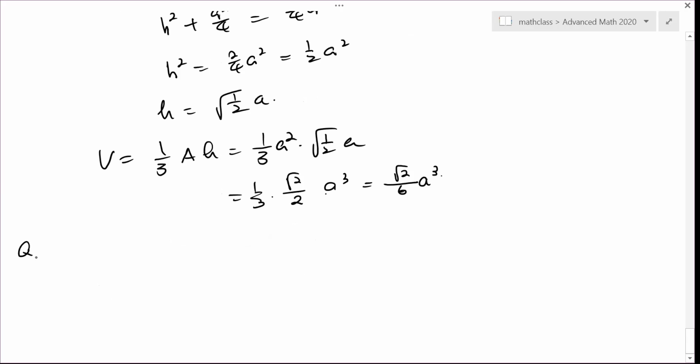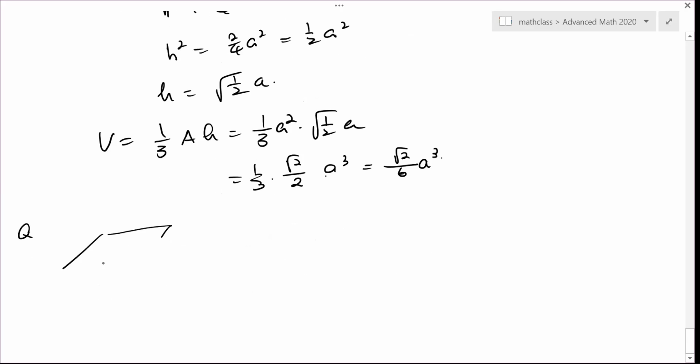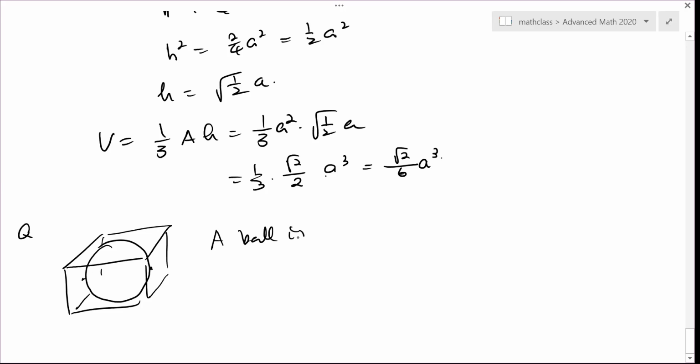All right, our next problem is about the cube. Inside the cube, there is a ball inscribed. That means it touches all the faces here. So a ball is inscribed in a cube. Okay, that means it touches all the faces.